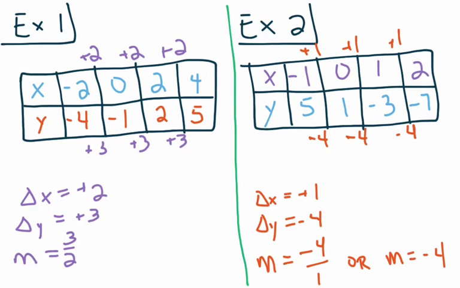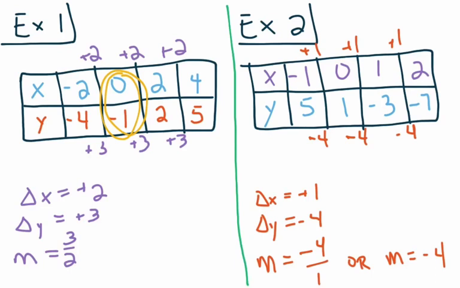Alright, so for example 1, again for our x row, we have values -2, 0, 2, and 4. Y values -4, -1, 2, and 5. So what we're looking for is this x value that is equal to 0. The number below that, the y value directly below that, that is our value for the y-intercept. Okay, so we're looking right here. That's where we're going to find our value for our y-intercept, our value for b.